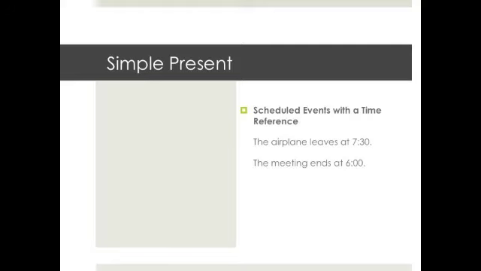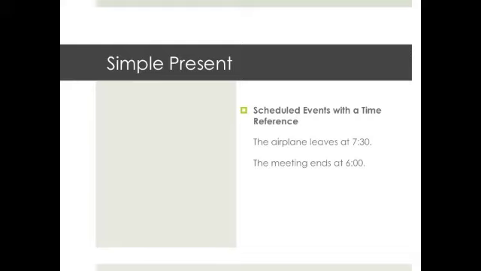The final use of the simple present is for scheduled events with a time reference. Scheduled events refer to events such as concerts, movies, classes, plays, meetings, or even transportation. Those are events or happenings that have a certain time fixed to them. So the airplane leaves at 7:30. So 7:30 is a fixed time.